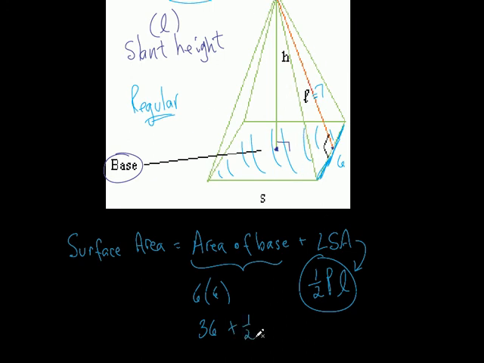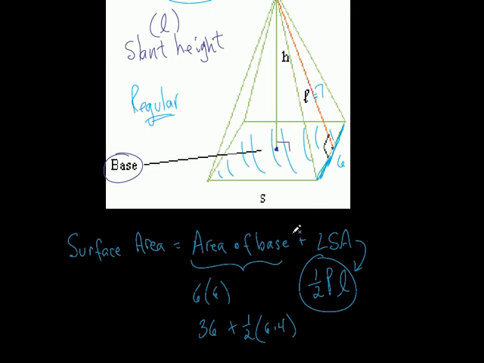So it's 1/2, because it's a triangle, that's why I put 1/2. The perimeter of the base. That's right, it's 6 times 4, isn't it? You see why it's 6 times 4? Because there's 4 sides. What if this was a hexagon? It would be 6 times 6.